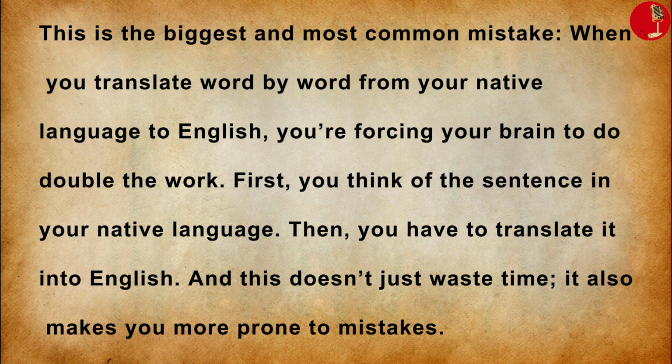This is the biggest and most common mistake. When you translate word by word from your native language to English, you're forcing your brain to do double the work. First, you think of the sentence in your native language. Then, you have to translate it into English. And this doesn't just waste time, it also makes you more prone to mistakes.